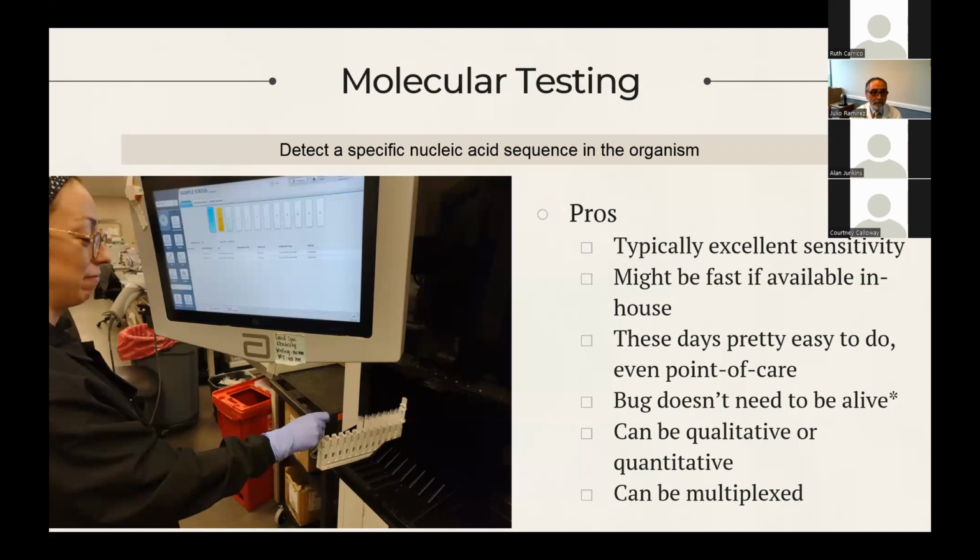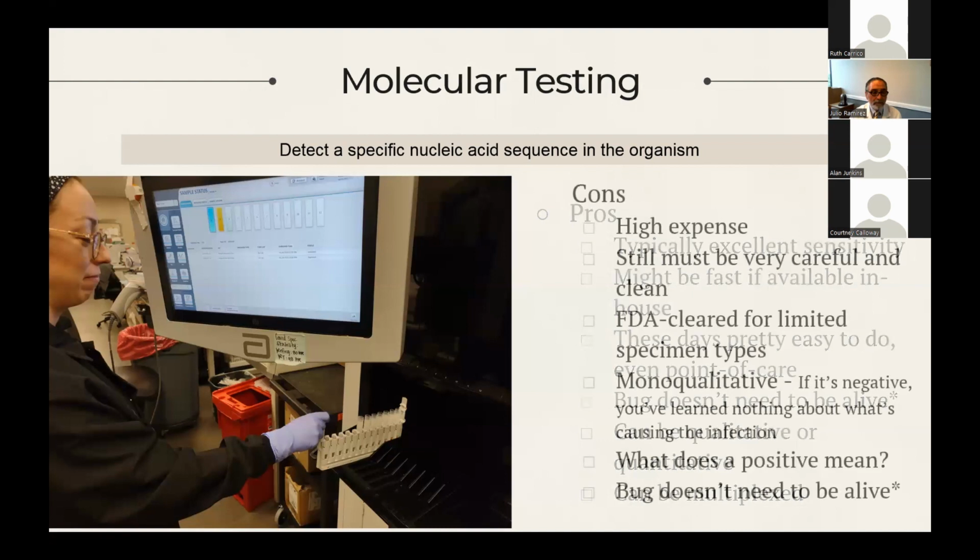PCRs can be qualitative, plus or minus. It's there or it's not. And they can be quantitative. We do viral loads on HIV and Hep C and some others, so you can get an idea how much of the bug is there. And they can be multiplexed. I'm sure many of you have seen the big panels, respiratory pathogen panels, spinal fluid panels, blood culture panels that can look for 10, 20 bugs at one time. Very helpful. But there are cons.